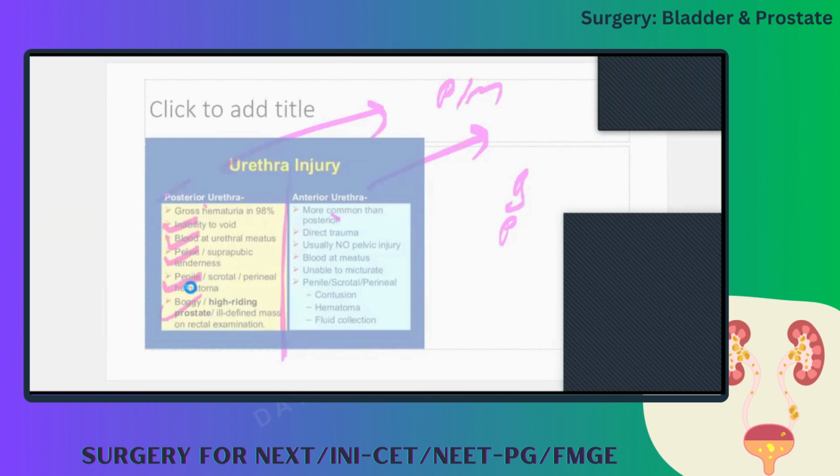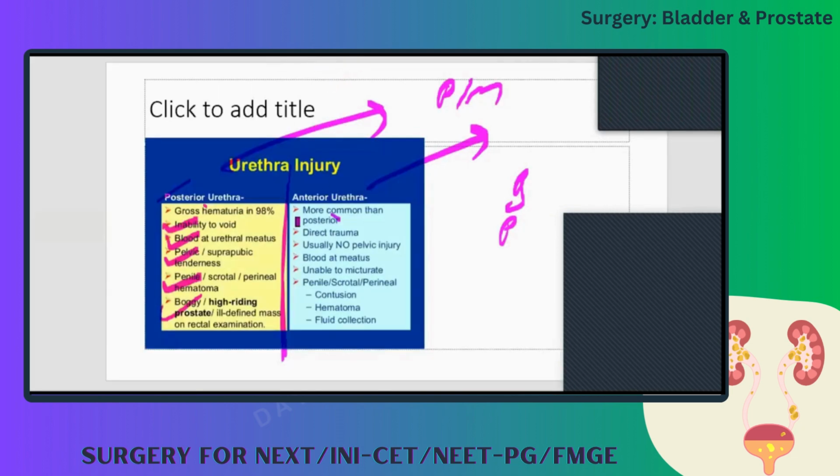Whereas anterior urethral injury is more common than posterior because of direct trauma to the perineum, straddle injury. Usually there is no pelvic injury here; the pelvic injury will be there in posterior urethral injury. The patient will be unable to micturate. There will be perineal, scrotal contusion, hematoma, fluid collection.